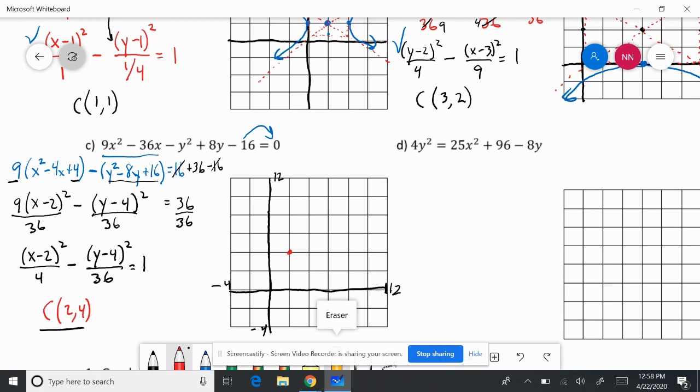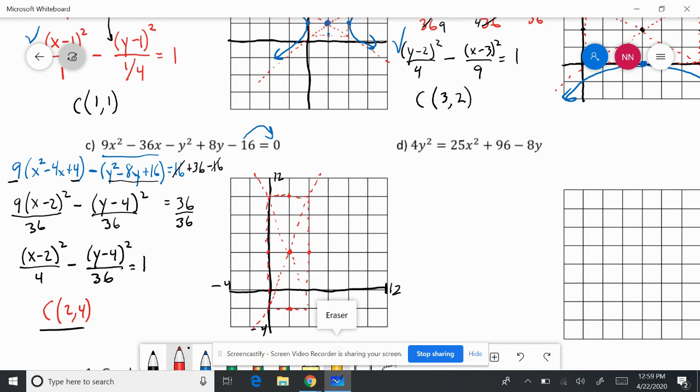Now I'm going to take the square root of 4 and I get 2. So that means when I go to the left or right, I go by 2's. And the square root of 36 is 6. So I'm going to go up 3 because that's 6, 2, 4, 6, and down 3. I'm going to make my box. Remember, the box is a guide for drawing the hyperbolas, and my asymptotes go through the center and the corner.